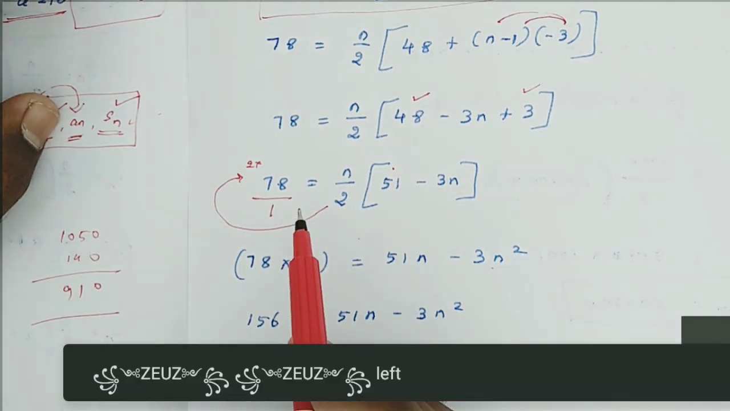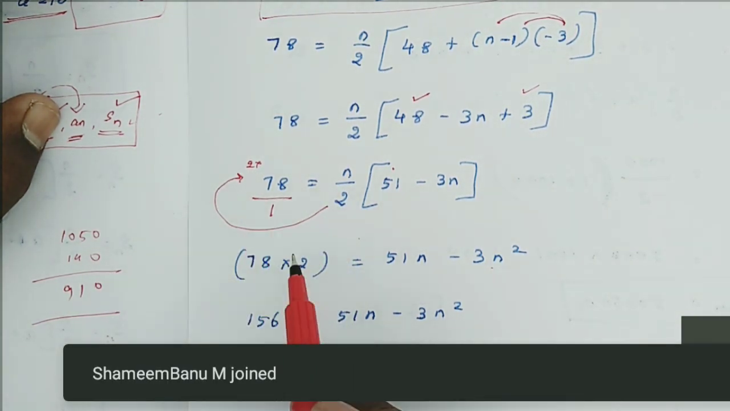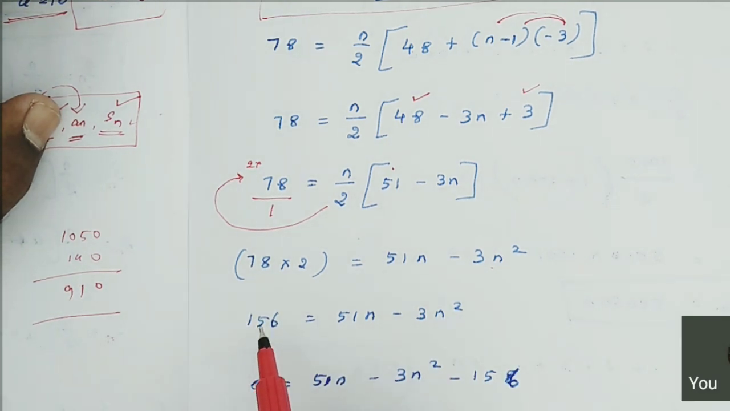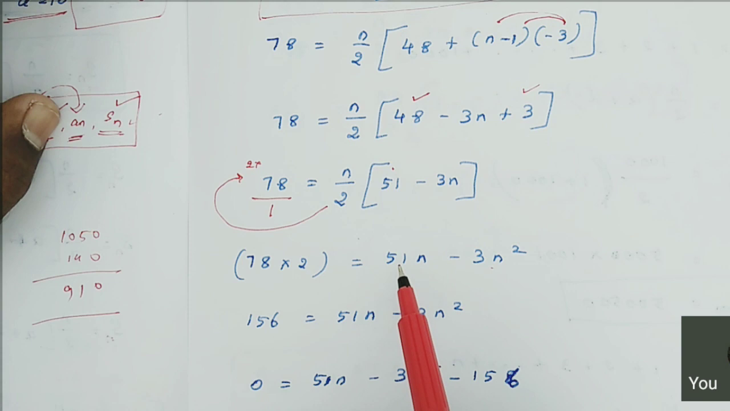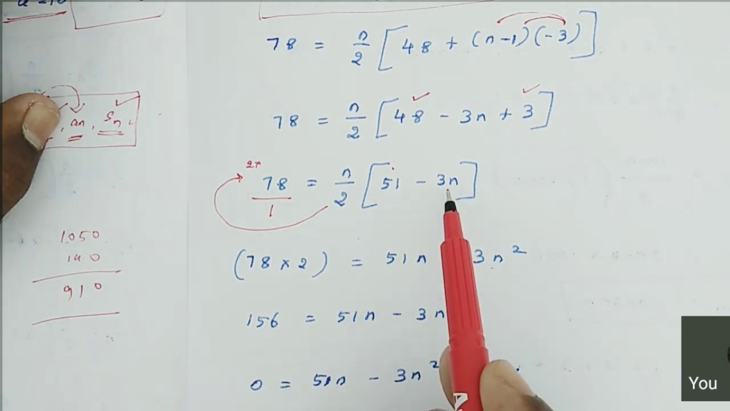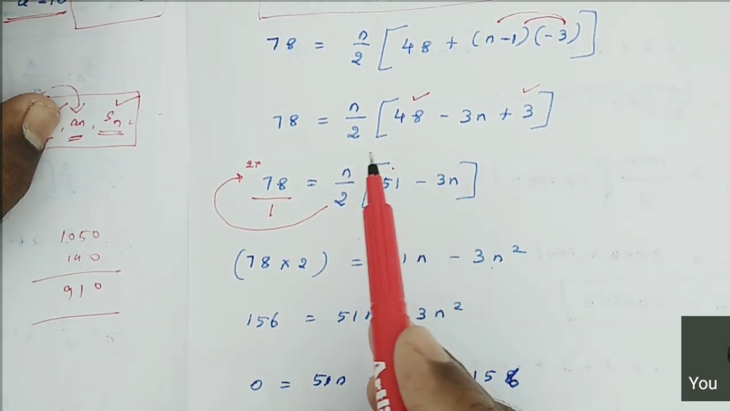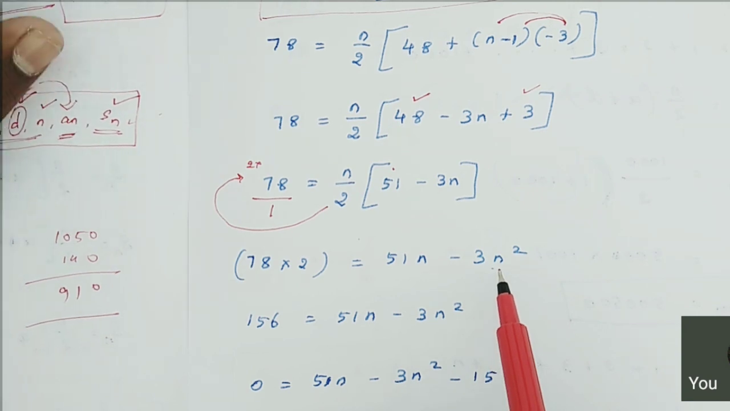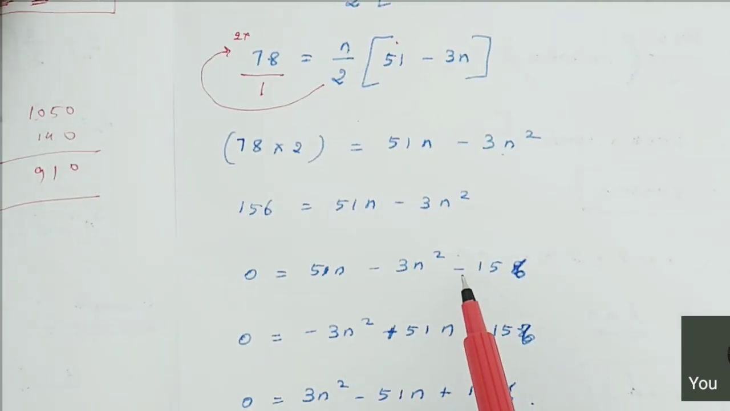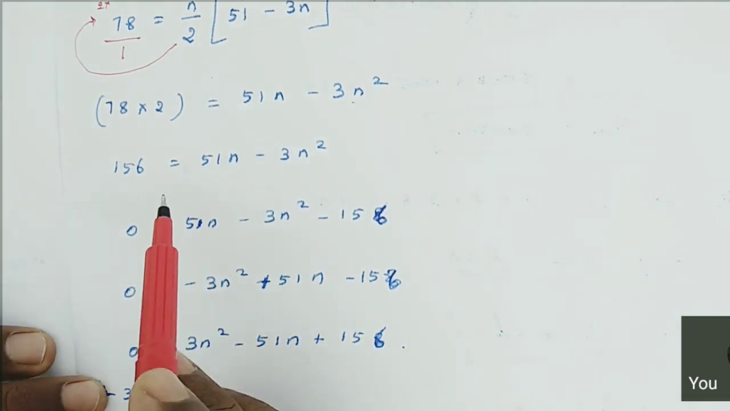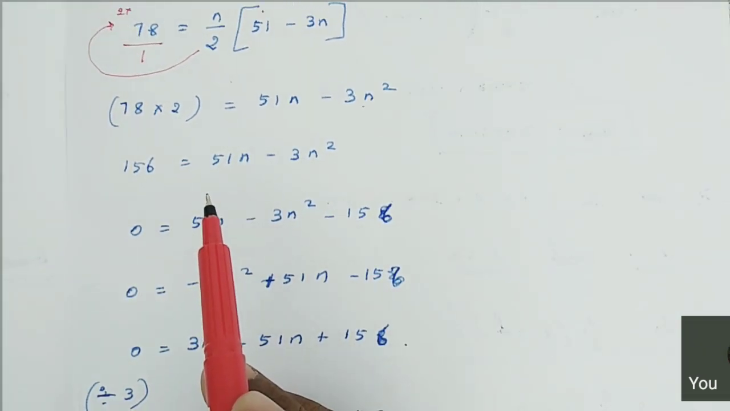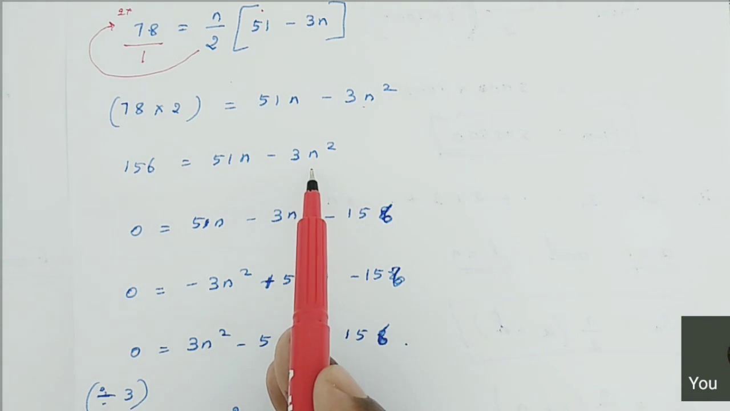Okay. Listen up. Now, when we multiply 78 into 2, it became 156. Now we just multiply inside the bracket. So 51 into n is 51n minus 3n. So 3n into n, 3n squared. Are you clear? Next, 156 is equal to 51n minus 3n squared.